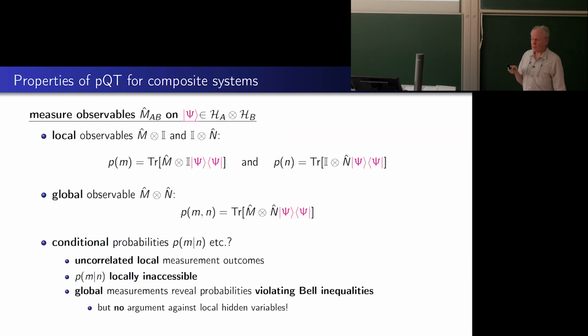Okay, now let's look at composite systems, because they are quite interesting as well. Suppose we now have a composite passive quantum system in a state capital Psi, and we measure some observables which are defined on the entire system or on a subsystem. Then we can perform measurements of local observables, and we do get probabilities for M by forming this expression here, as in ordinary quantum mechanics. If the other party measures N, she gets this expression here, that's another probability.